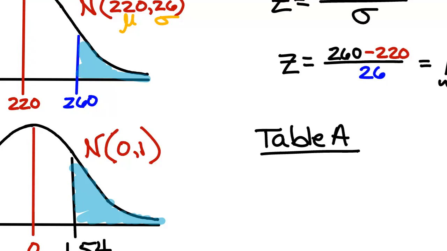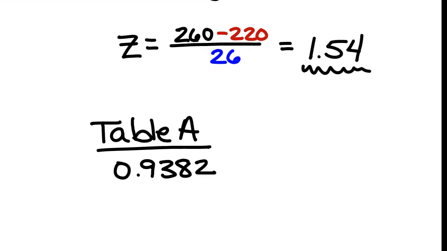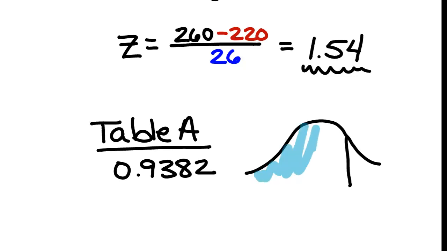What do we get? 0.9382. Now that, if you look at the picture at the top of the page, they have it shaded which way? They have it shaded to the left. Is that the same way that we have ours shaded?